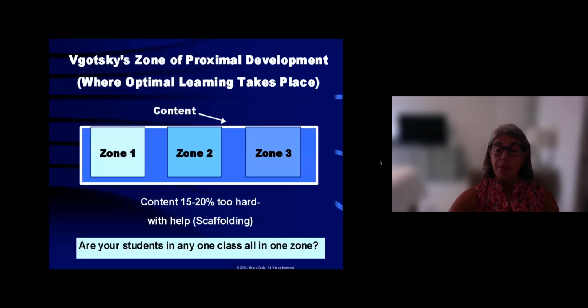Okay? We learned about Vygotsky's zone of proximal development. And think about this, and you're looking at different zones. Are students in any one class all in one zone at the same time? In the zone of proximal development, optimal learning takes place when learning is about 15 to 20% too hard for you to do alone. And anyone in that learning environment can stand up and be the expert and help other people learn. So we're learning together as a group.